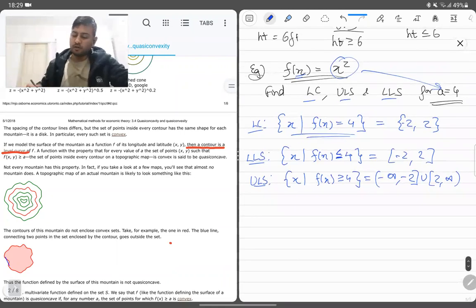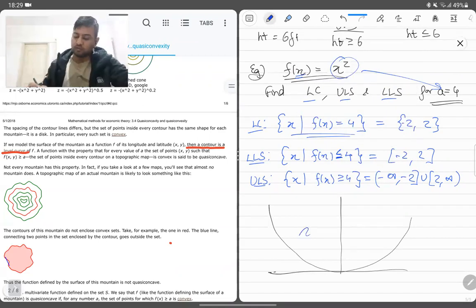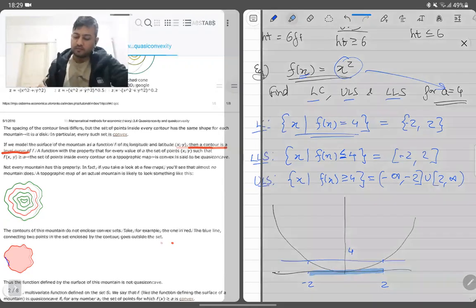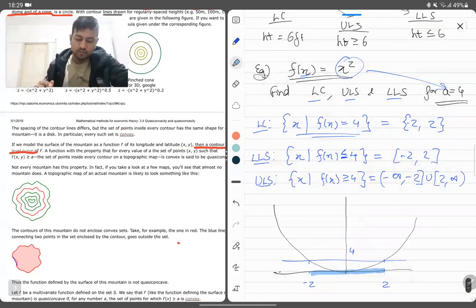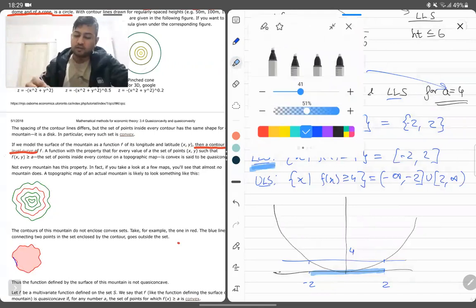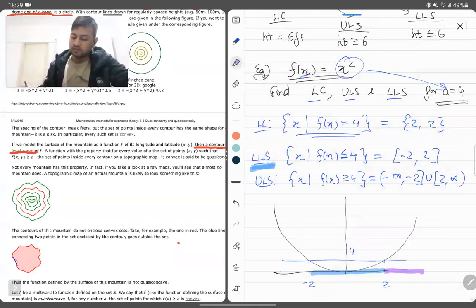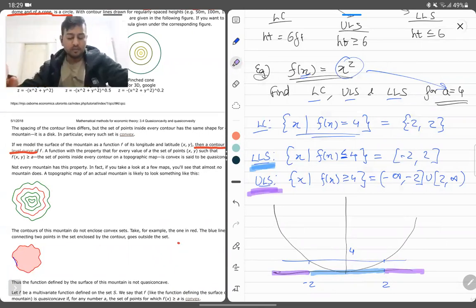Okay, so if I draw the graph of this particular function, so I'm doing this without the help of graph because math is important right now. Graphically तो कर ही लोगे. This is x square. ठीक है, तो मैंने लेवल सेट किया है मेरा 4 पे. So it is here 4. So this point is 2, this point is -2. So this is my lower level set. This is my lower level set and this is my upper level set.